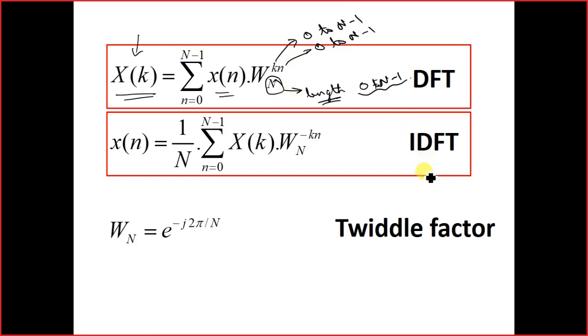Then in the IDFT, it is x of n equals 1 by N times the summation of k equals 0 to N minus 1 of X of k W_N to the power minus kn. If you see the forward transform and the inverse transform, we have a factor W_N, and there may be this kn or minus kn. Basically these two are the conjugates of each other.